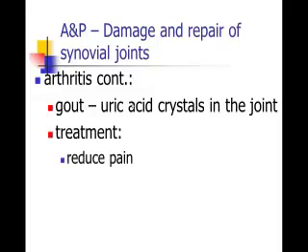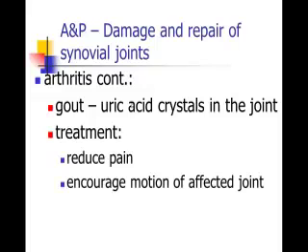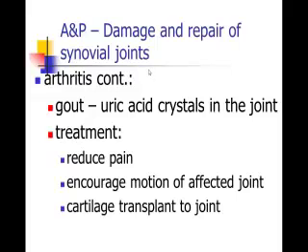So the treatment for gout is to reduce pain, or any of these arthritis, really. Try to reduce the amount of pain the person has, and then you try to get motion within the joint. In the case of gout, obviously you have to get the uric acid levels down, and there's a medication, allopurinol, that can be used to do that. In some cases, they can transplant cartilage to a joint. Sometimes this works. They may get better at that in the future. And then obviously I mentioned joint replacement. If you replace a joint, then you don't have that issue anymore.